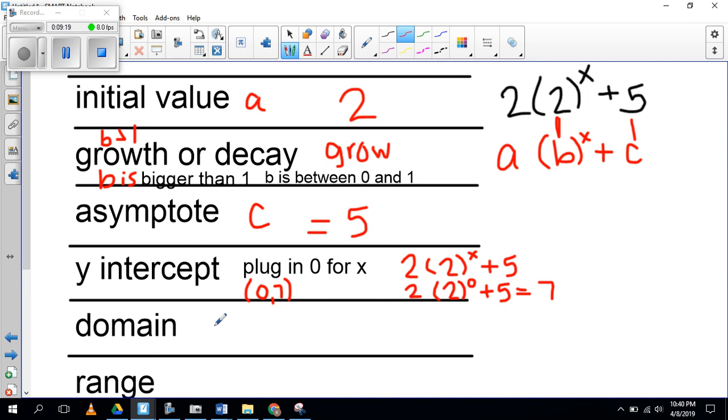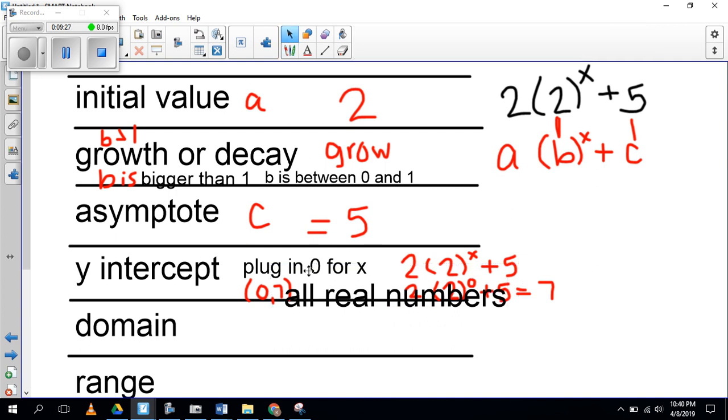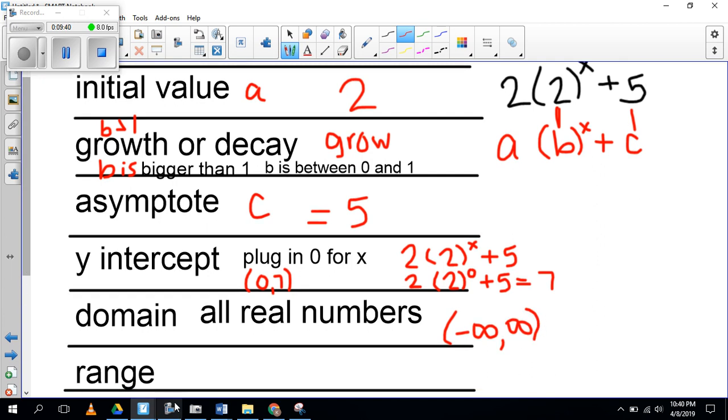Now, our domain, like I told you, is all real numbers. So all real numbers. Or we can actually write it out as negative infinity to positive infinity. So that's the way it is. Okay? Now our range, remember our range, I told you what's your C value to positive infinity. Okay? So if we look back up here, our C value was 5. So our range is going to be 5 to positive infinity. Okay?